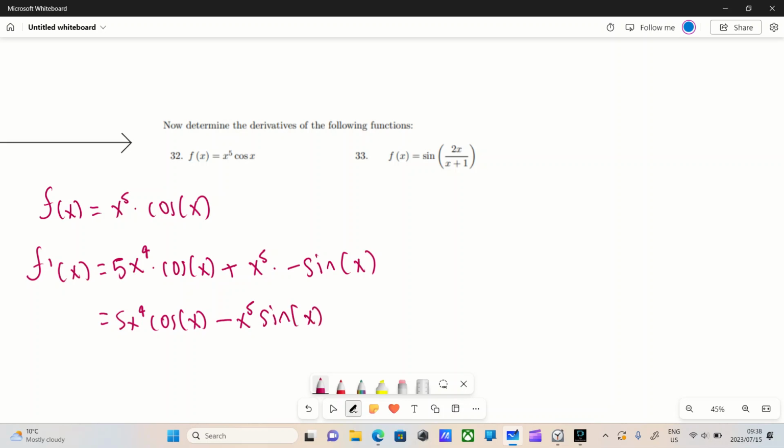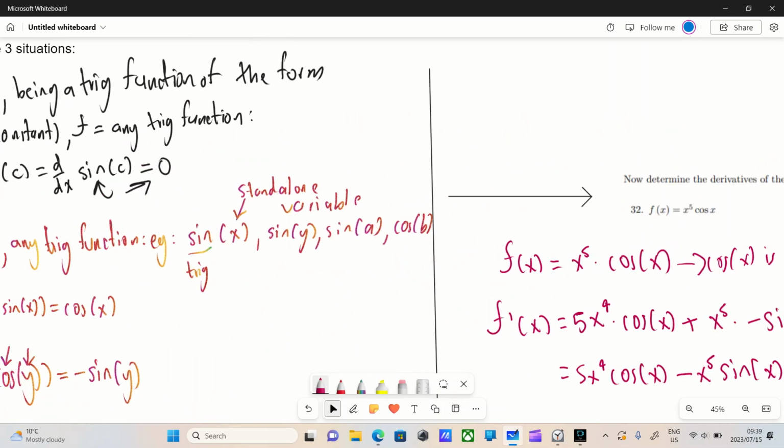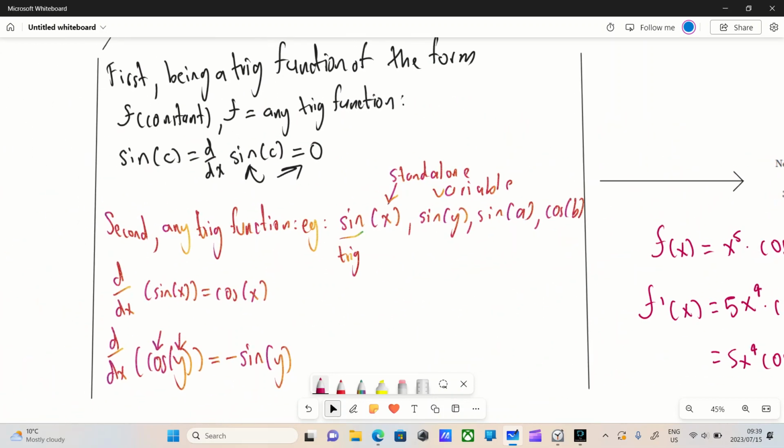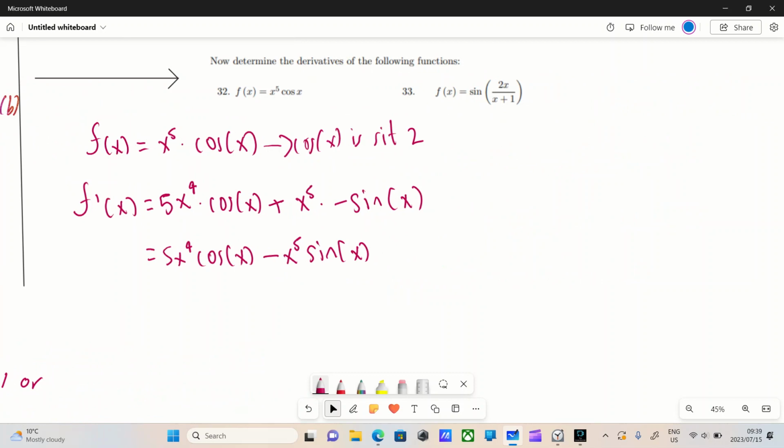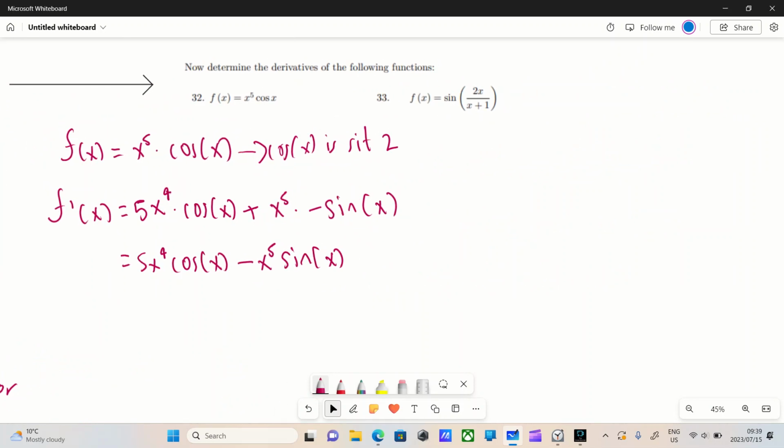Now notice here, we did not use the chain rule. We had the product rule associated with a simple trig rule. Why is this the case? Because cosine x is situation 2. Well, what is situation 2? Situation 2 states any trig function, e.g. sine or cosine, here we have cosine, and a standalone variable, which is what we had. We had cosine x with a standalone x variable. Therefore, we just take the associated derivative.